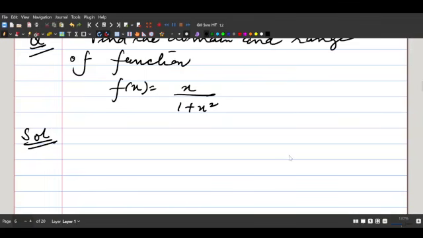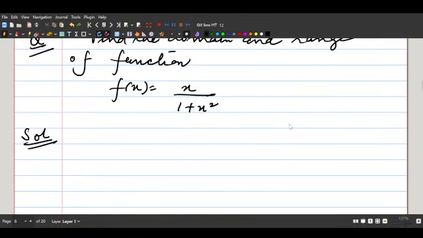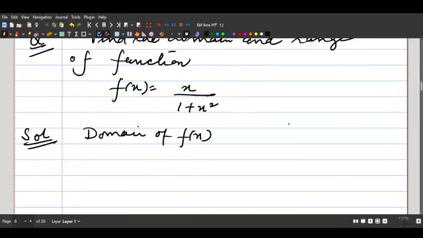Let's take another question on the topic function, and this is a very important one. Find the domain and range of the function f(x), where f(x) is x upon 1 plus x square. Now, we know that to find out the domain of any function, we always have to look at the right side. The right side basically gives you the idea of what values of x we should take.